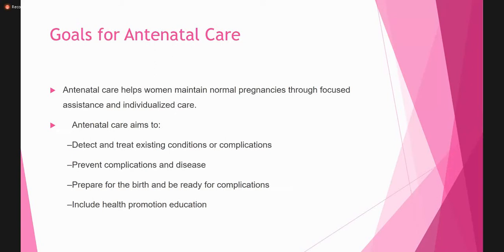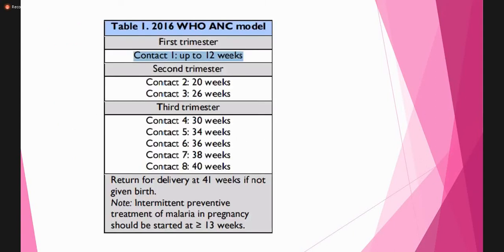Goals for antenatal care. Antenatal care helps women maintain normal pregnancies through focused assistance and individualized care. Antenatal care aims to detect and treat existing conditions or complications. So if a female is having a disease and she's not diagnosed before, she may be diagnosed and then treated accordingly. Prevent complications and the disease, prepare for birth and be ready for the complications, and include the health promotion education. The WHO antenatal care model.